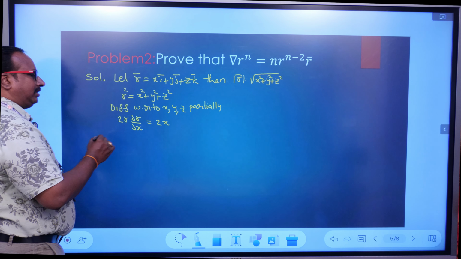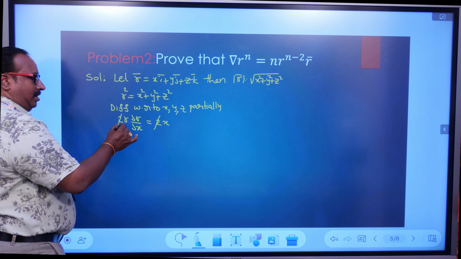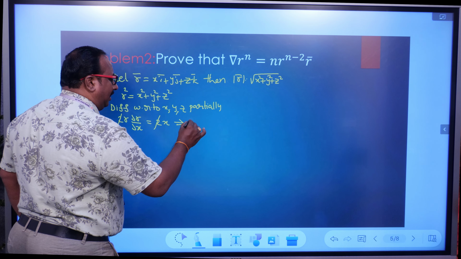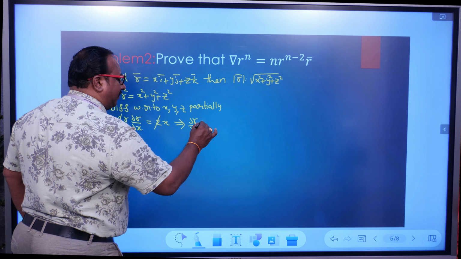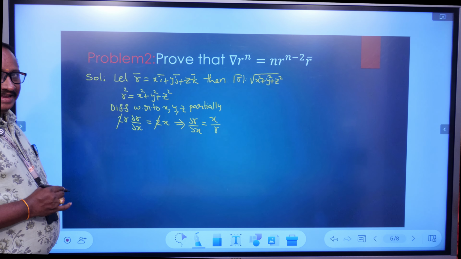Okay, then both hand side to cancel. Then here r is multiplying on left hand side. When we move to the right hand side, it will divide. So finally ∂r/∂x equal to x by r.